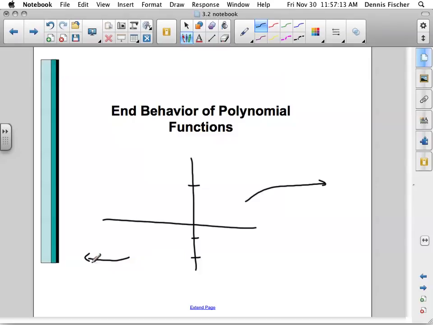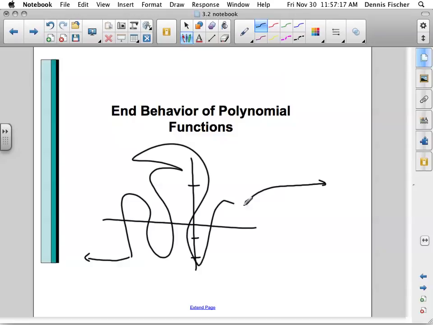What's happening in the middle? I really don't care. My graph can go like that. I don't care because I'm looking at the end behavior. It can be all over the place. We will get to graphs like that too, but what we're looking at with end behavior is what's happening way far off.